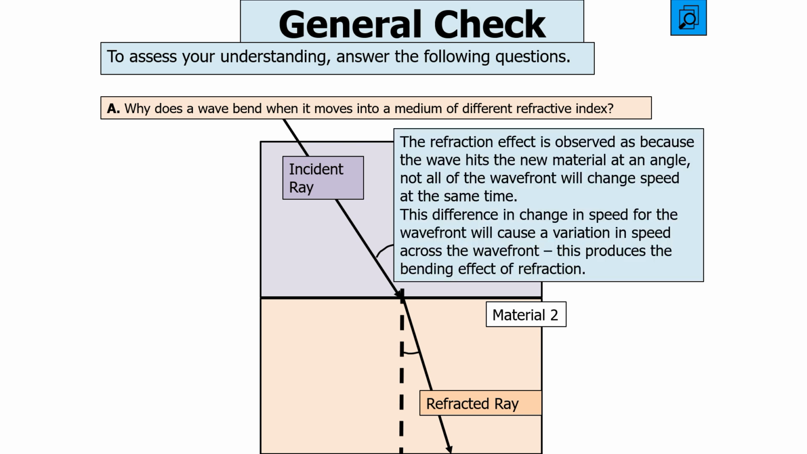The refraction effect is observed as the wave hits the new material at an angle, so not all of the wavefront will change speed at the same time. This difference in the change of speed for the wavefront will cause a variation in the speed across the wavefront, which produces the bending effect of refraction.